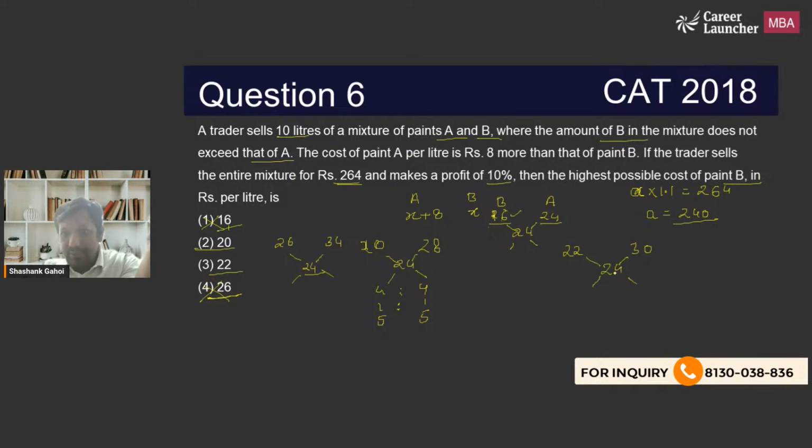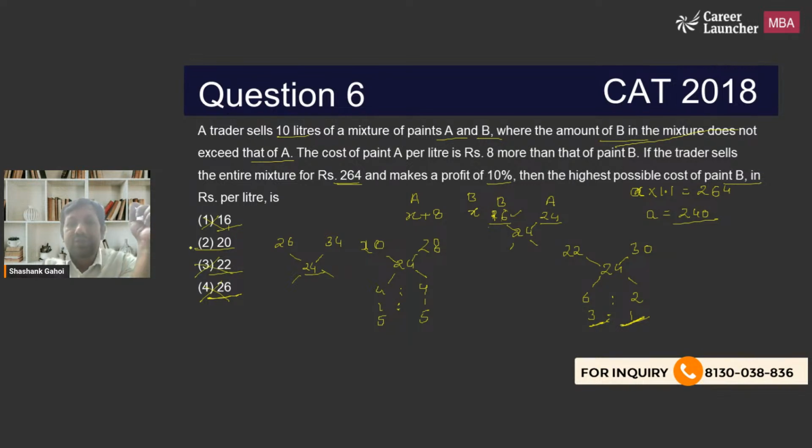So this comes out to be how much? 6. This comes out to be how much? 2. So the ratio of B to A is 3 is to 1. Means the quantity of B is greater than the quantity of A. That's not possible because of this statement. So even the third cannot be the answer of this question.